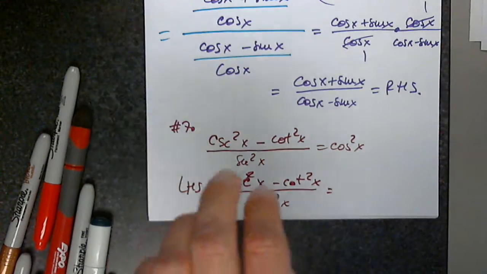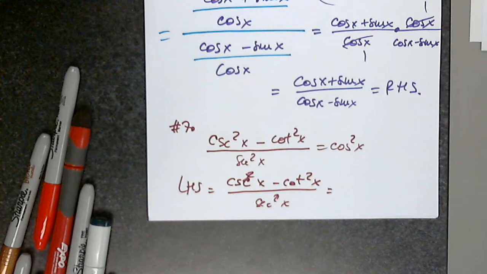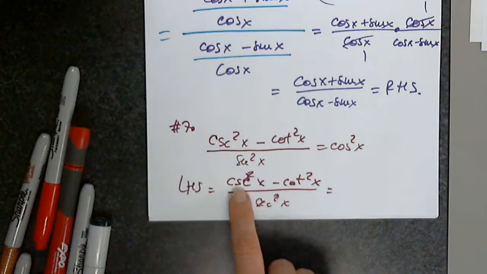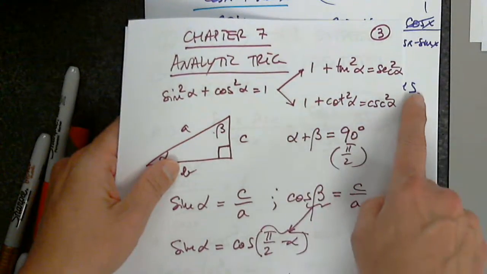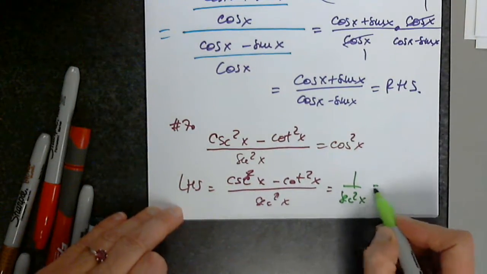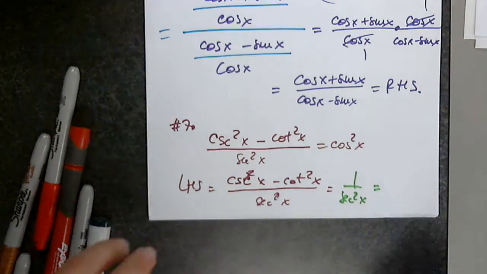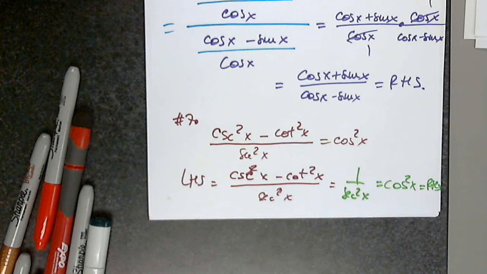Now, I do want you to remember that these three identities are super important. Which two trig functions are in each identity? In the first identity, sine and cosine. In the second, the order doesn't matter: tangent, secant. And cotangent, cosecant. Look here: cosecant squared minus cotangent squared equals 1. So this is 1 over secant squared, which is cosine squared, the right-hand side. So it was done in one step. Okay, one more and then we move on to 7.2.